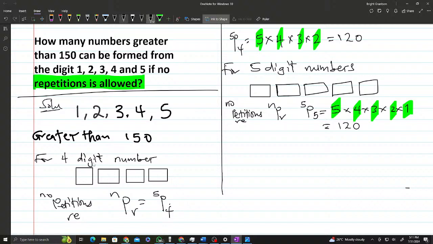After I've done this, I also want to find 3-digit numbers that are greater than 150. For 3-digit numbers, it means I have 3 boxes. If I start with 1, I have how many digits? 1, 2, 3, 4, 5 over here.